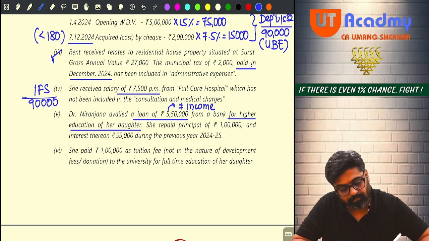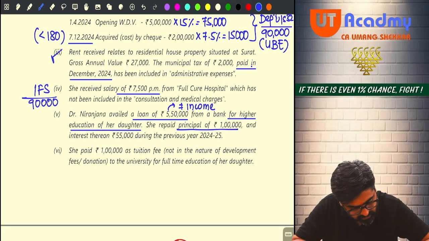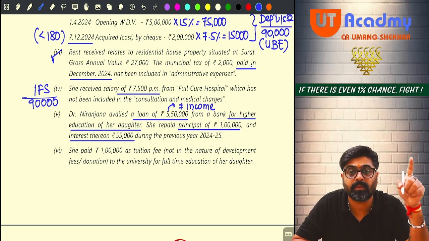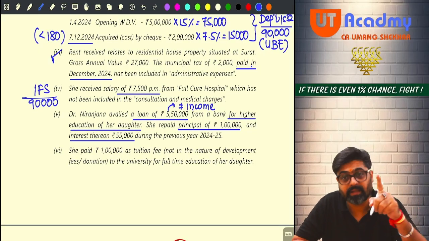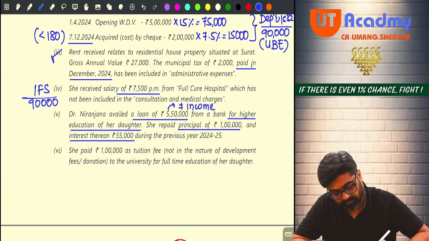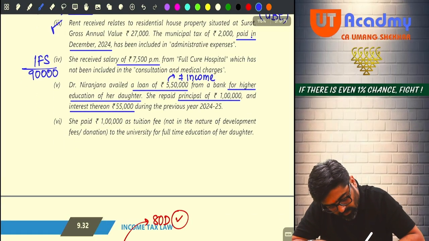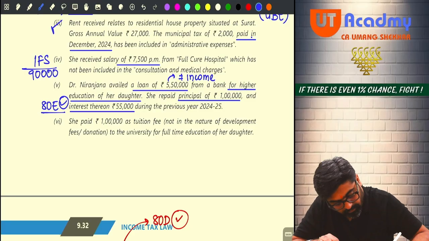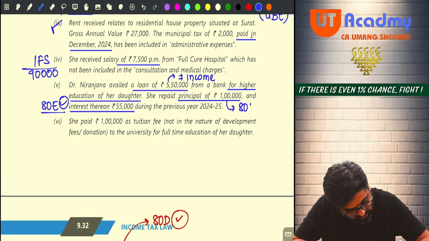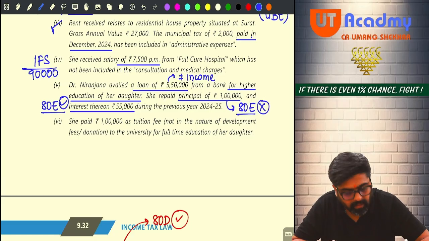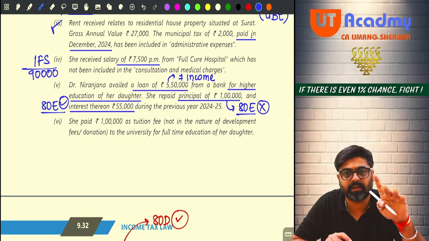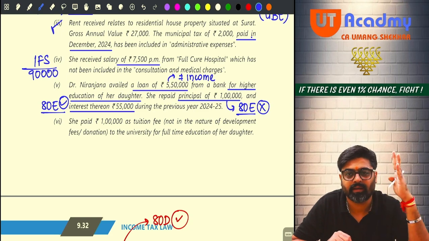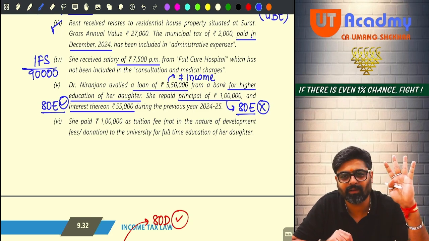Yes or no? Now, she repaid principal of rupees 1 lakh and interest thereon of 55,000. So I can say higher education loan principal amount repaid 1 lakh and higher education loan interest 55,000. This interest you can claim under 80E, very easily. But this 1 lakh is the principal repayment, which cannot be claimed under 80E, because under 80E only the interest on higher education loan is allowed. So where will this 1 lakh be claimed? Nowhere. It is allowed nowhere. Ignore that 1 lakh also.